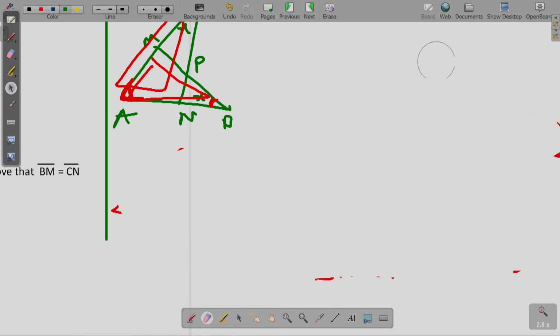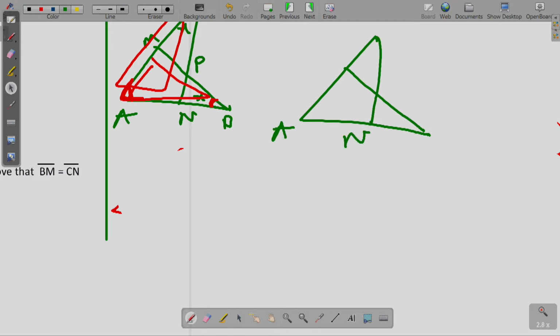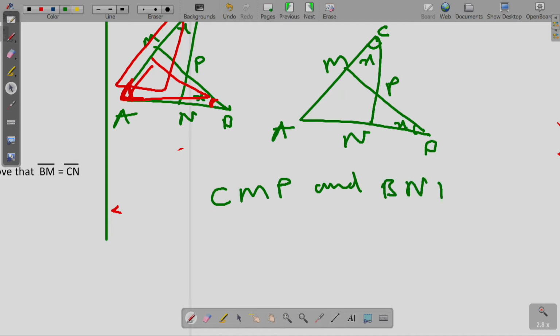Now, from our figure, A, N, B, P, M, C. So let's take the two triangles CMP and BNP. This triangle and this triangle, so that if they are congruent, we can find the value of BP. So let's prove that the two triangles are congruent. So let's start.